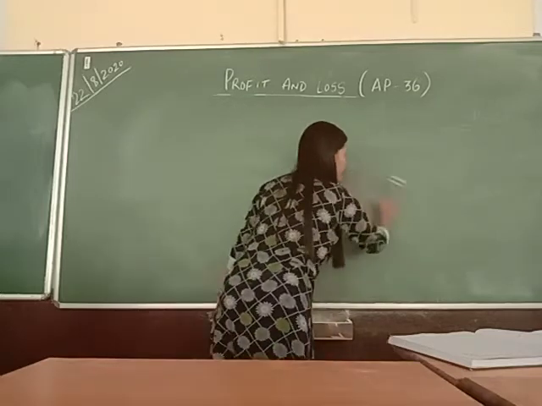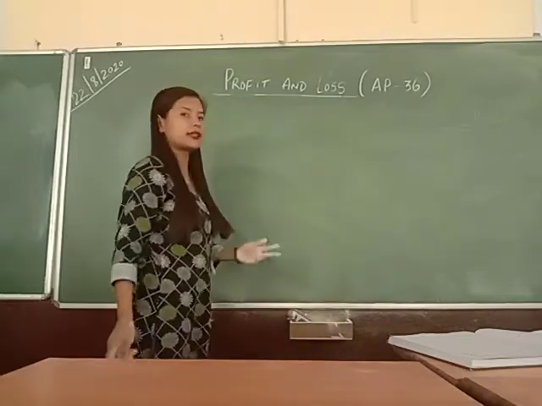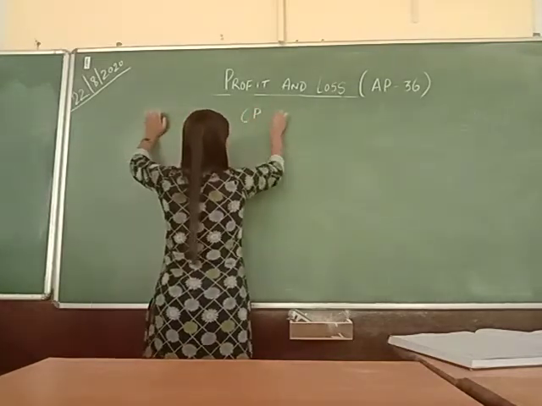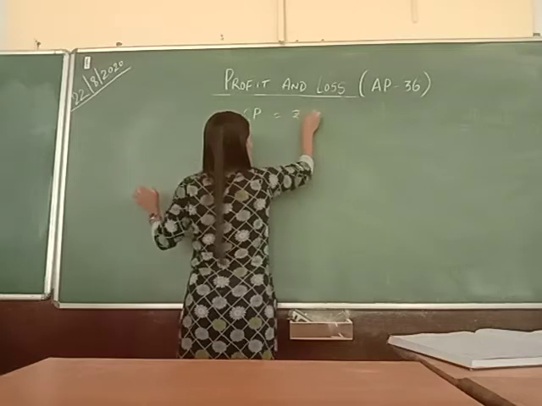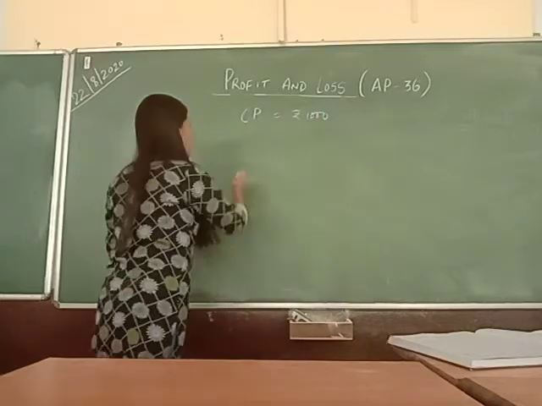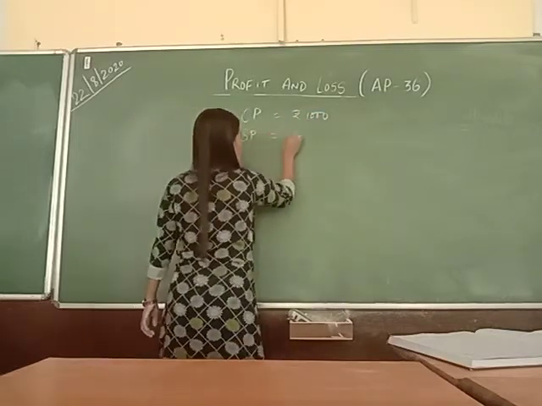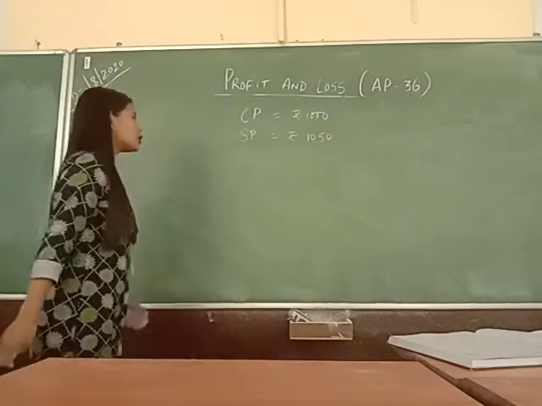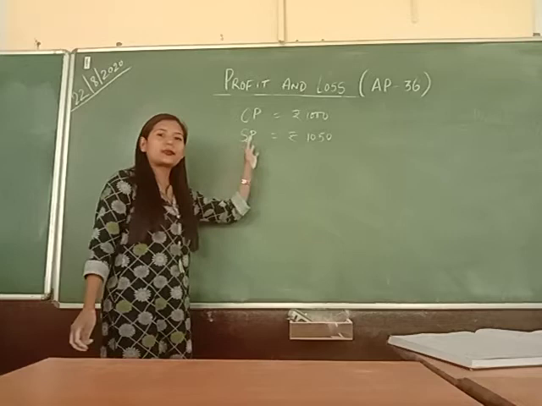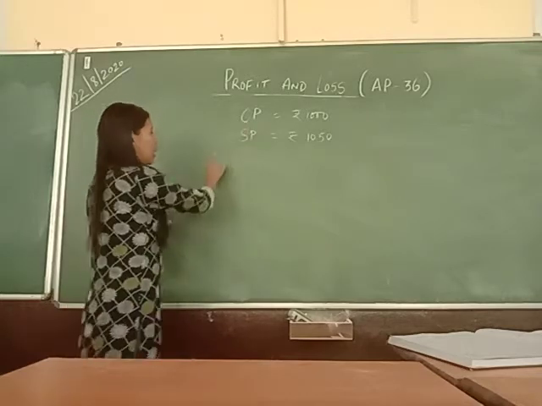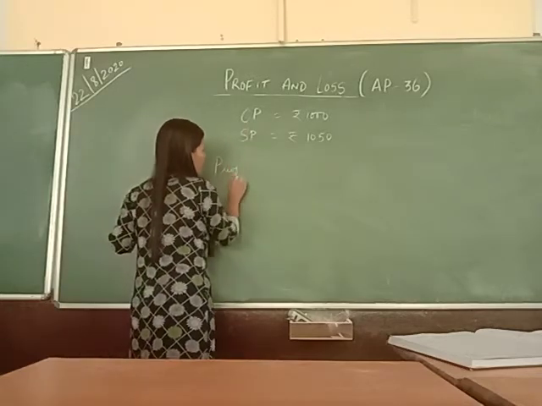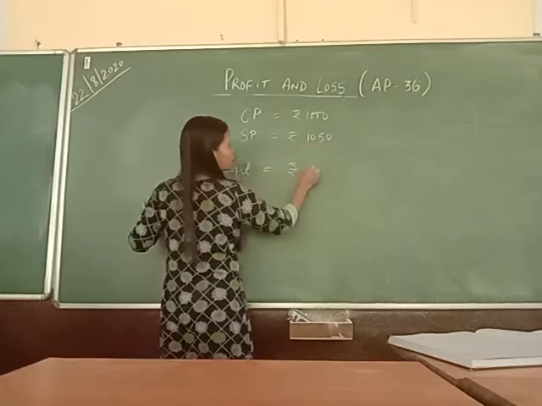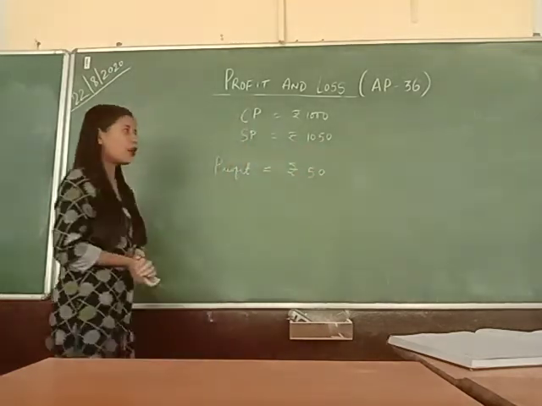We will deduce the formula from the example itself. Suppose I buy something at rupees 1000, and I sell it at rupees 1050. What is happening here? The selling price is bigger than the cost price, so we are at a profit. Profit is how much? We are getting 50 rupees extra. So this is the profit.